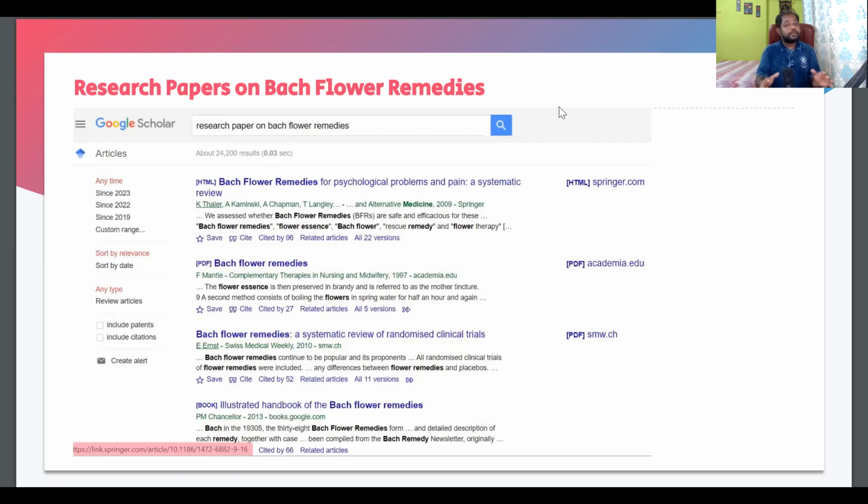I will not go deep into this particular section, but you can definitely go and check on Google what research is going on in terms of the Bach flower remedies. There is research on animals, how we can help animals live a healthy and fit life in terms of physical and mental aspects.